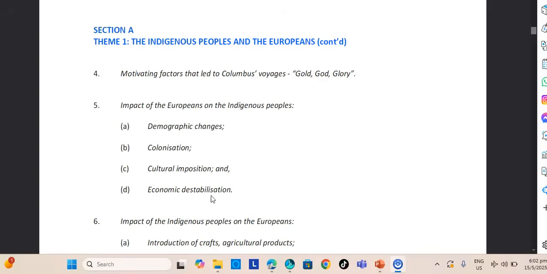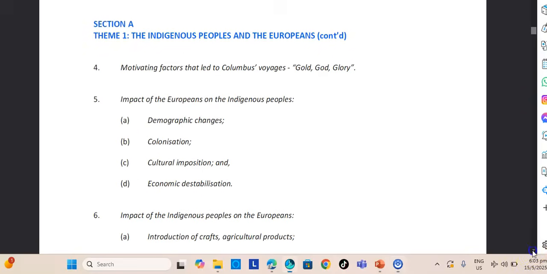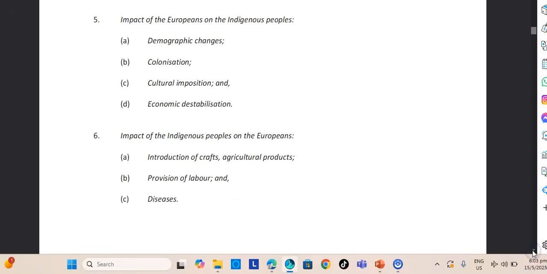So if you're asked to write about the impact of the Europeans on the indigenous peoples, these are the points that you should be writing about. Now we're going to look at the impact. So how did the indigenous people impact the Europeans?